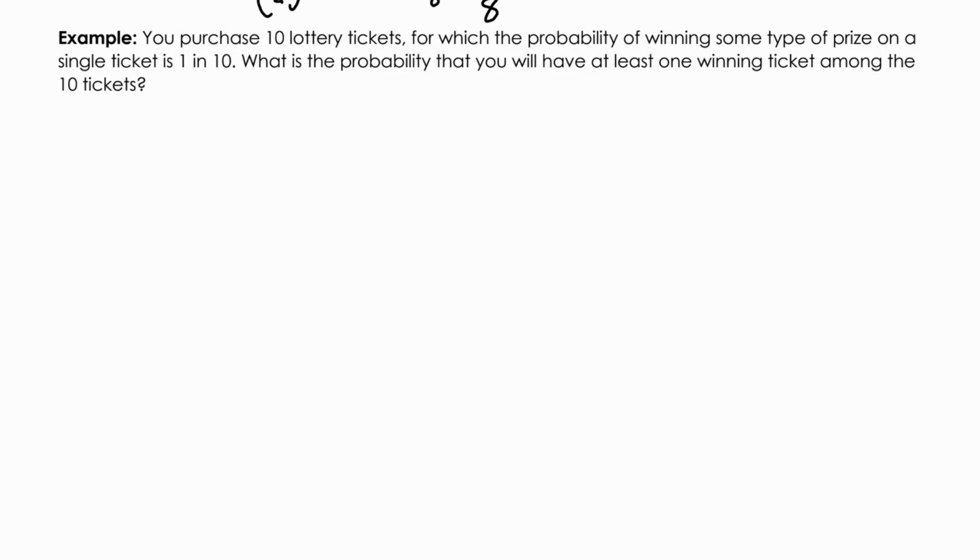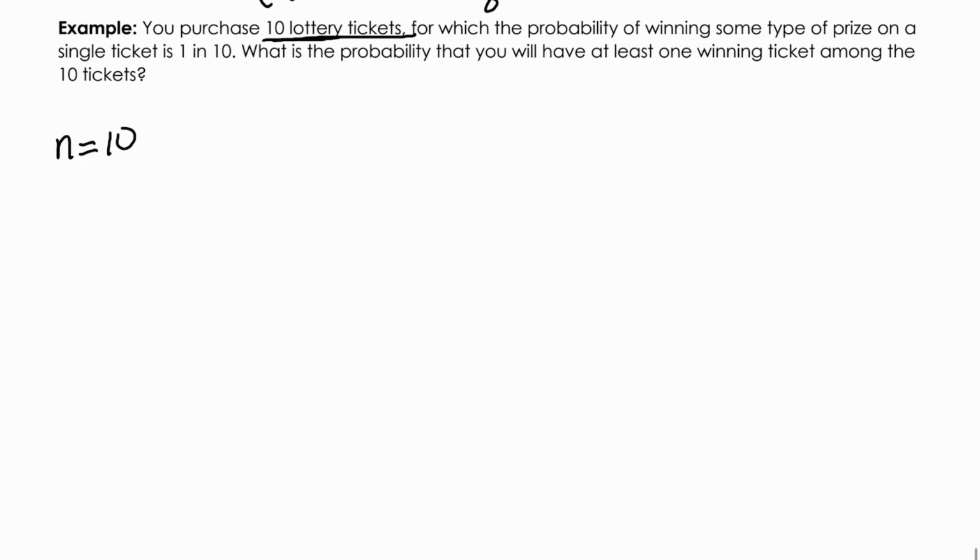Okay, one more example. It says you purchased 10 lottery tickets for which the probability of winning some type of prize on a single ticket is 1 in 10. What is the probability that you will have at least one winning ticket among 10 tickets? So let's break this information down. We got 10 lottery tickets, so that means we've got n trials. We've got n chances to win. It says the probability of winning on a single ticket, so in one try, is 1/10.